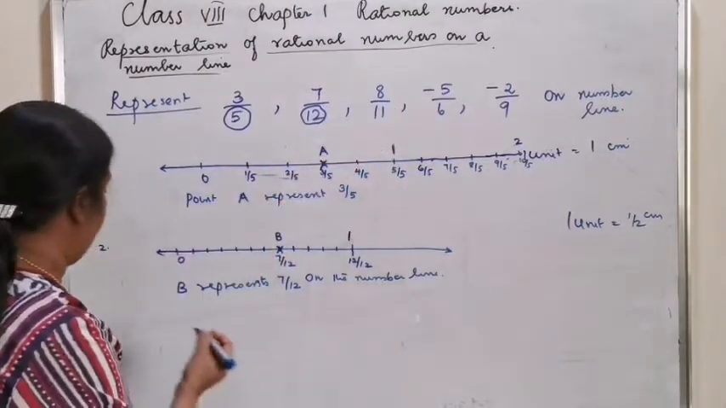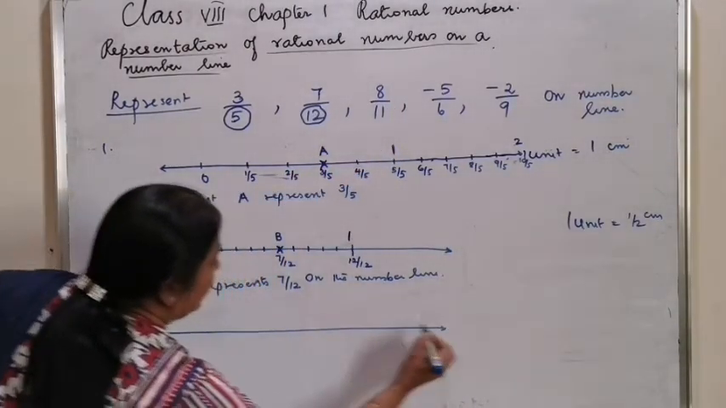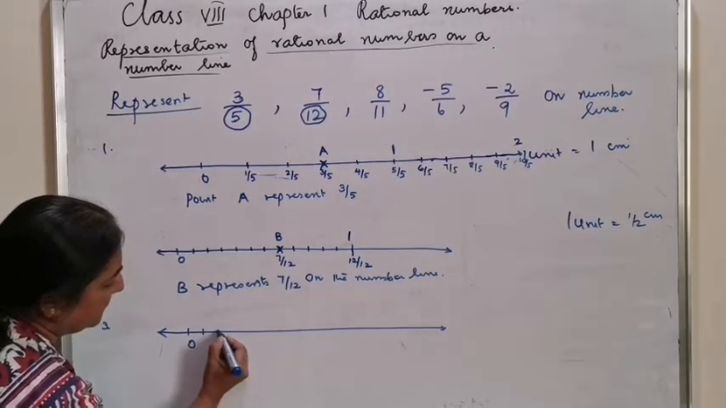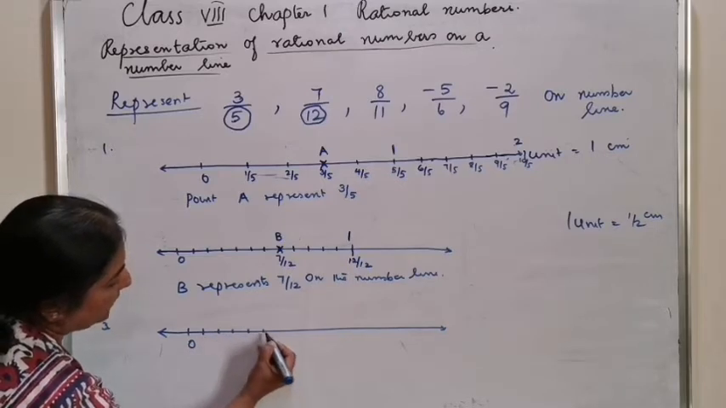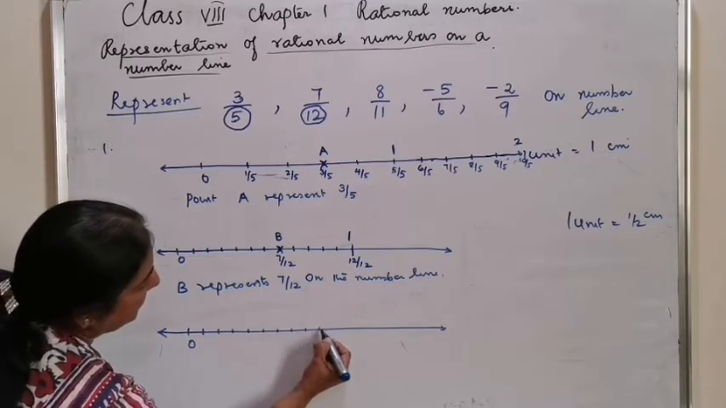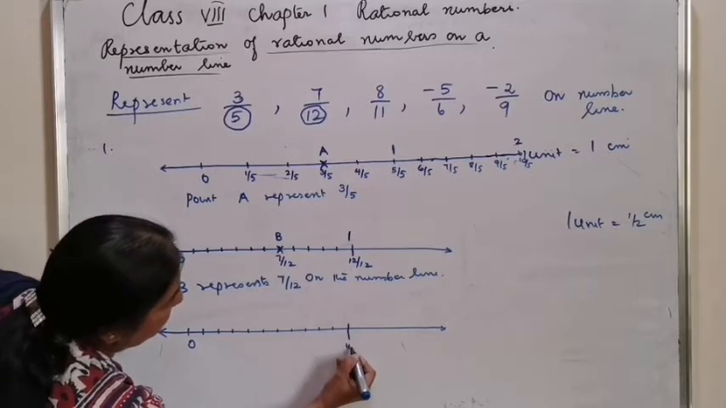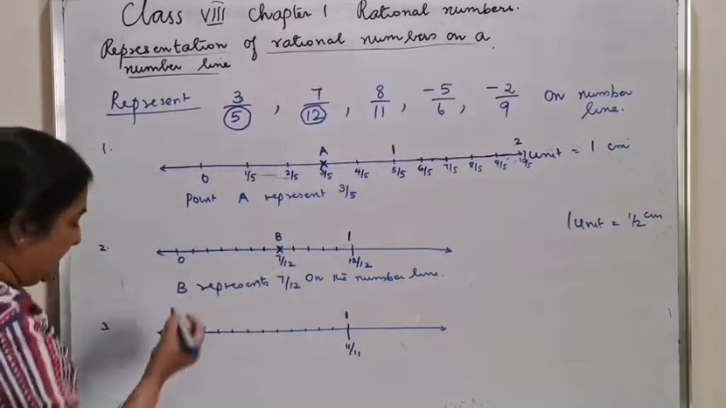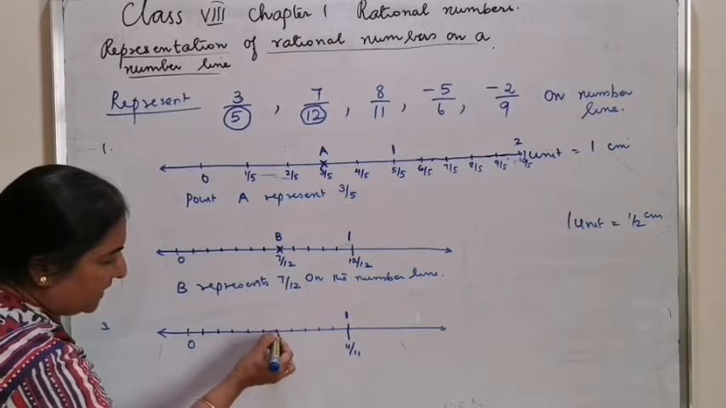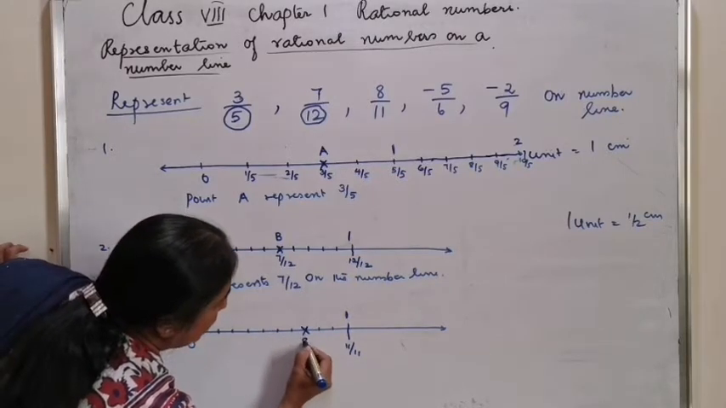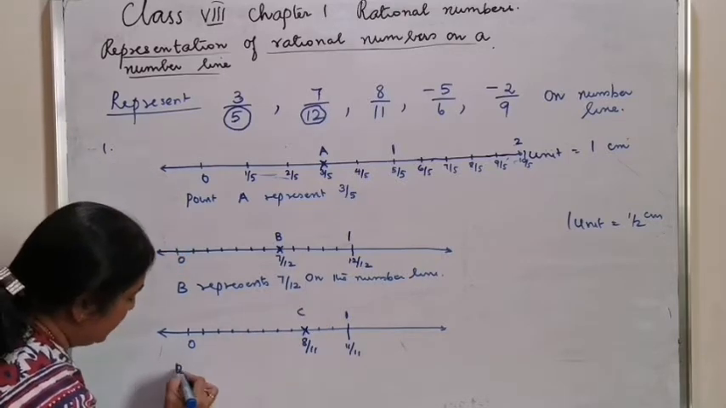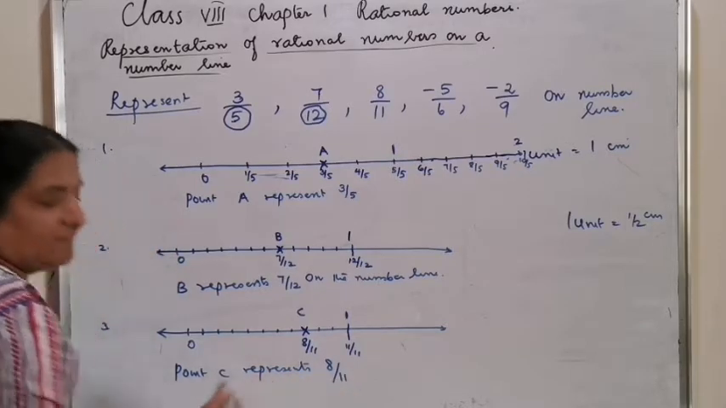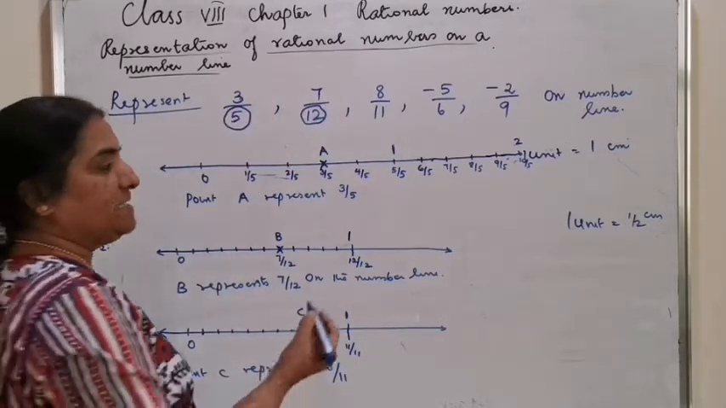Similarly, number 3, 8 by 11. Half centimeter, you can take it as 1 by 11, 2 by 11, 3, 4, 5, 6, 7, 8, 9, 10, 11 by 11, 1. So the point representing 8 by 11 is 1, 2, 3, 4, 5, 6, 7, 8. This point will represent 8 by 11. Point C represents 8 by 11.